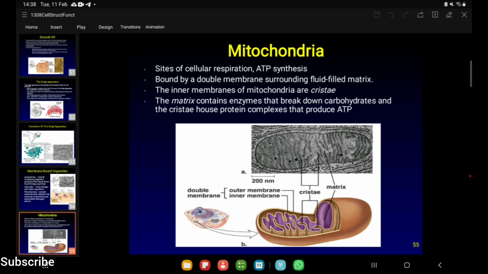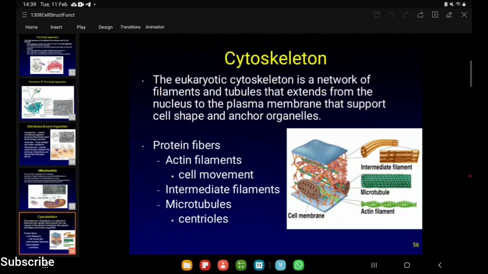Mitochondria, sites of cellular respiration and ATP synthesis, are bound by a double membrane surrounding a fluid-filled matrix. The inner membrane of mitochondria forms cristae. This is the powerhouse of the cell. The matrix contains enzymes that break down carbohydrates, and the cristae house protein complexes that produce ATP.